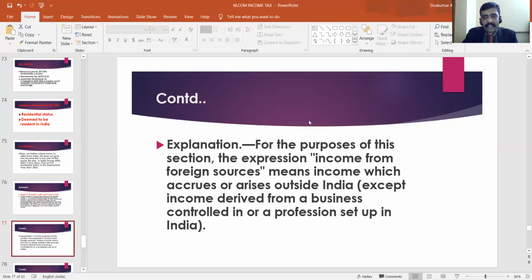Now there's an explanation. I may read the explanation. Please listen. For the purpose of this section, the expression income from foreign sources means income which accrues or arises outside India, except income derived from a business controlled in or a profession set up in India.